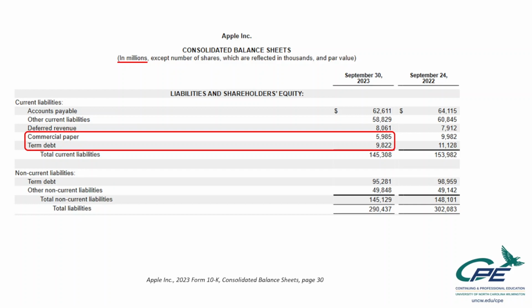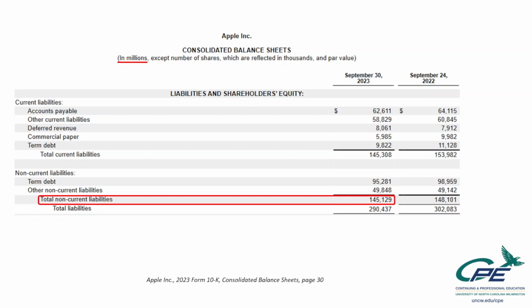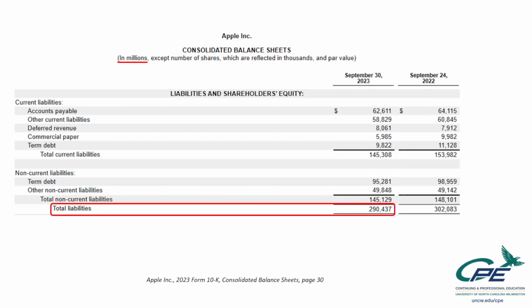Commercial paper represents amounts that Apple has borrowed from other companies on a very short-term basis, and they also report the portion of their long-term debt that is coming due within the next year. Apple reports an additional $145 billion of non-current liabilities for $290 billion of total liabilities.